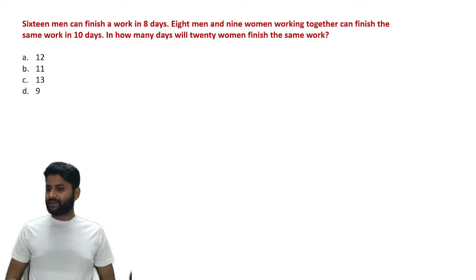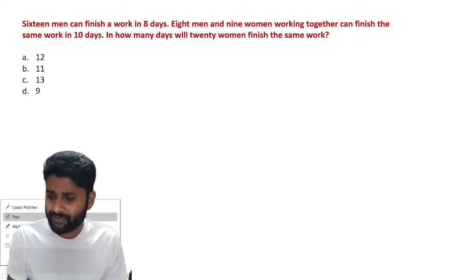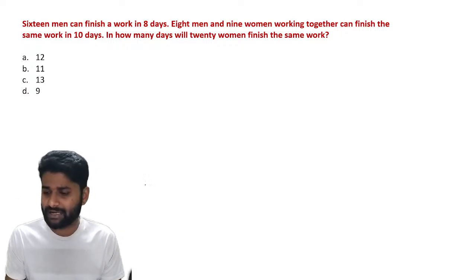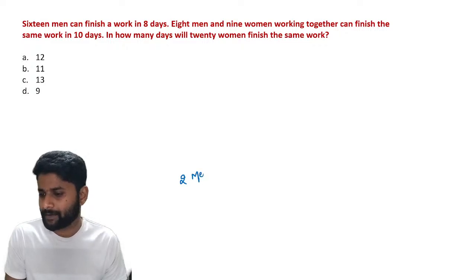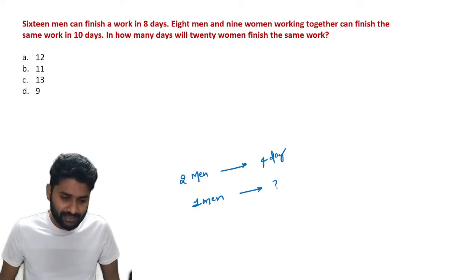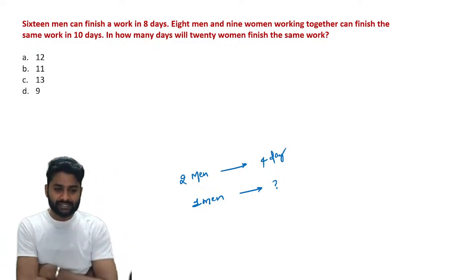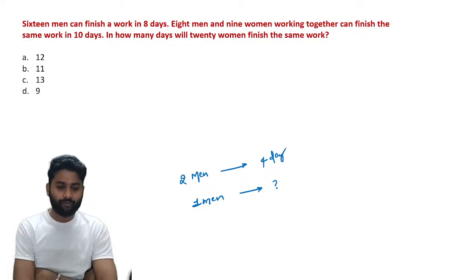And this one is a different data. Guys, understand that in this information we have to consider different parameters. Can anyone tell me, if two men can complete the work in 4 days, one man can complete the same work in how many days?